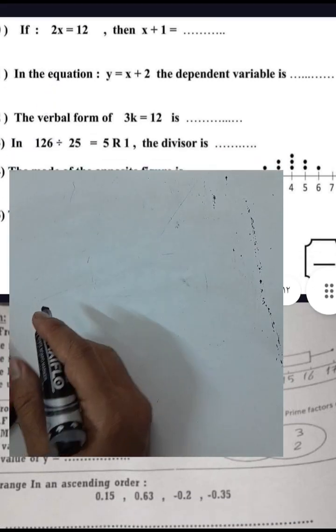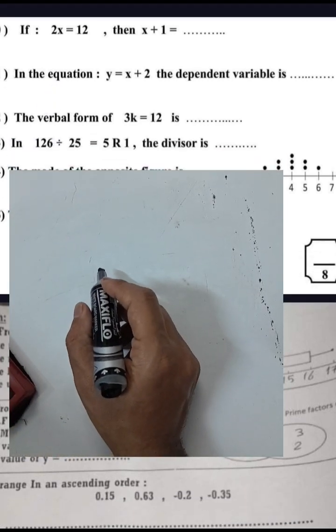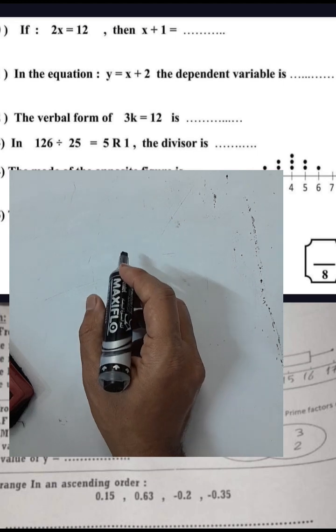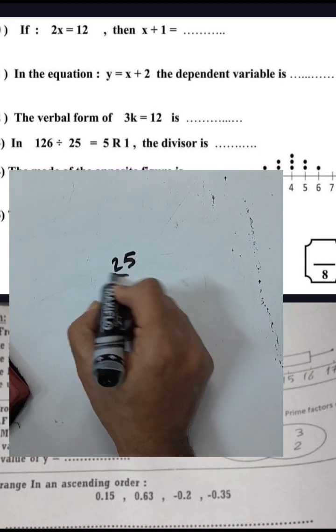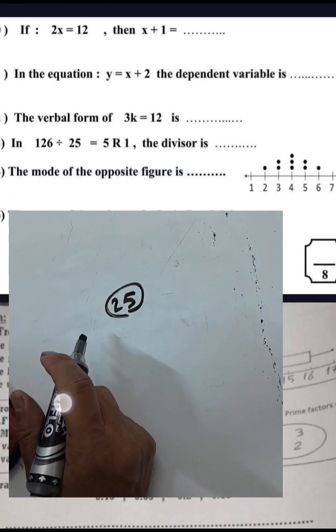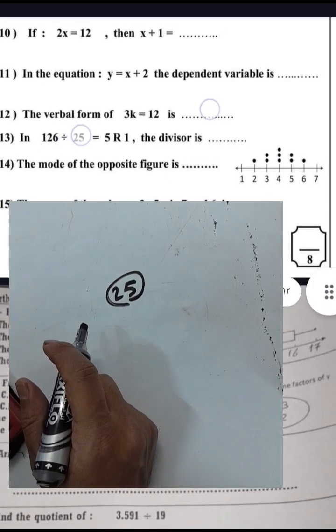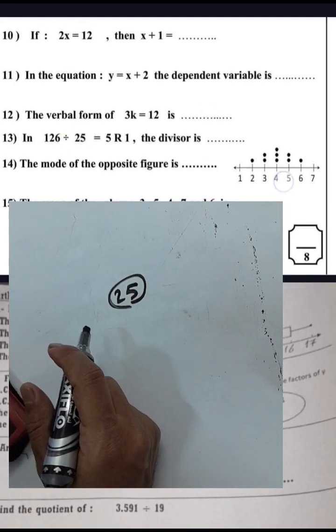126 divided by 25 equals 5 and remainder 1. Then the divisor here will be 25. 25 is the divisor. The mode of the opposite figure will be 4. 4 is the most repeating here.